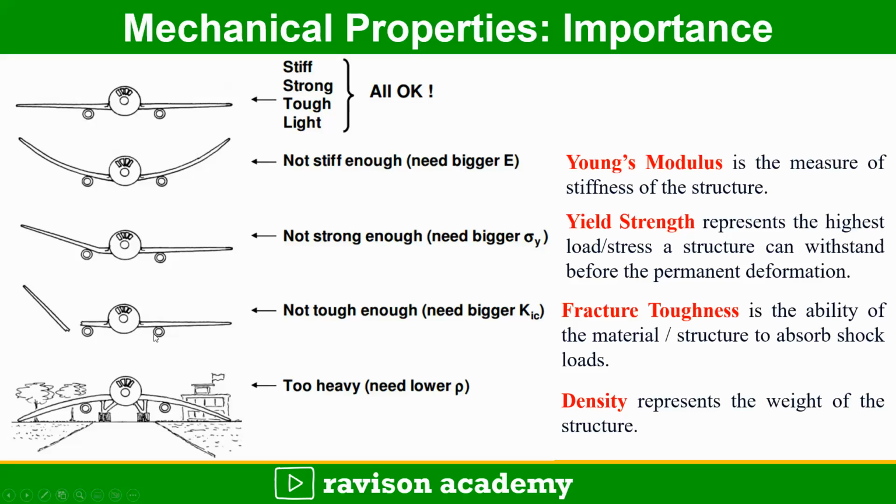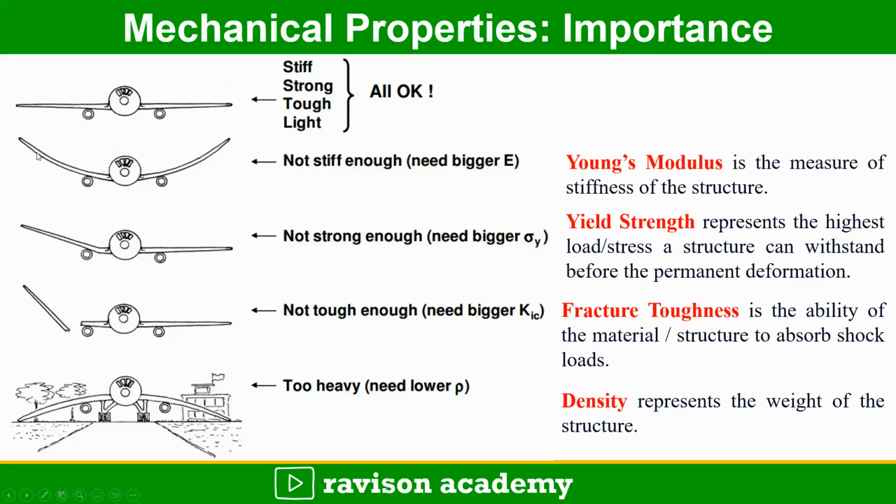Coming to the next one, the wing is broken here. So it does not have the toughness. So we want to increase the K IC factor, that is, fracture toughness, the ability of the material to absorb shock loads. When there is a shock load, the wing may fail. Similarly, in the third condition, we can see the wing has permanent plastic deformation. So that indicates lesser yield strength. The yield strength should be higher for a material to withstand permanent deformation.